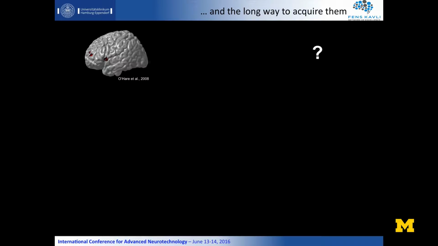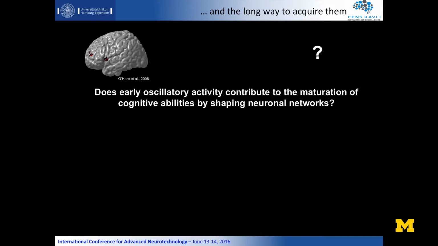But what I would like to point out is that everything we know about this coupling, rhythms, and communication, we know for the adult brain. There is one big question: what about the developing brain, or how does the brain reach these impressive cognitive abilities? How long is the way to get there, and what's going on along this way? Or to put it more precisely, how do oscillatory activity and coordinated spiking patterns contribute to the development of cognitive abilities by shaping neural networks?